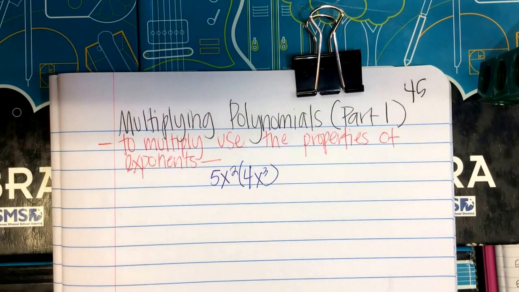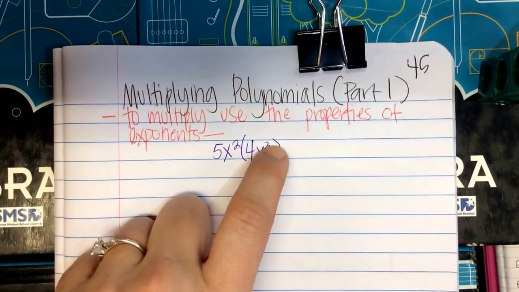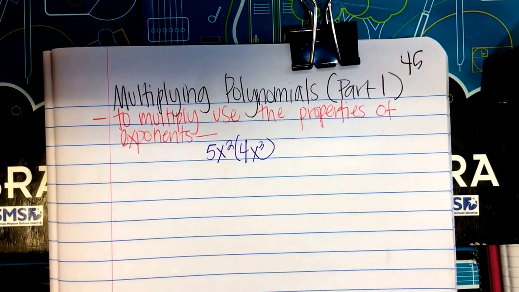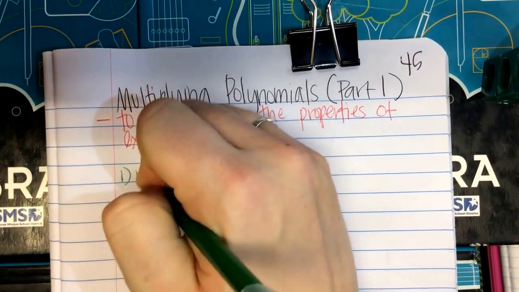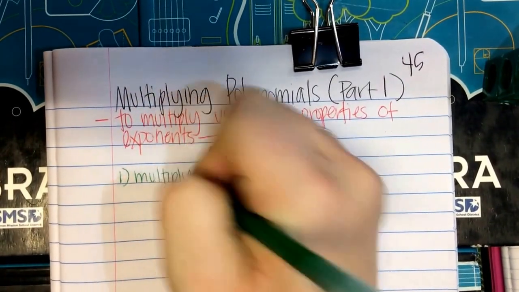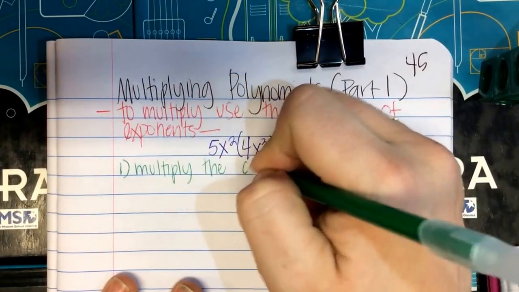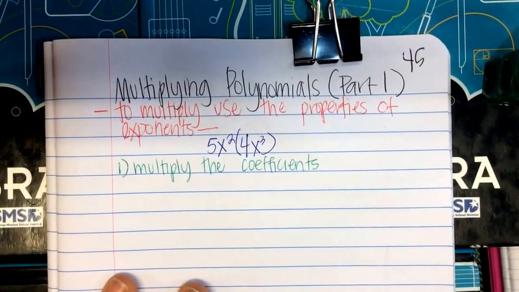To multiply polynomials, you use the properties of exponents. So if you have 5x squared times 4x to the third, what's the first step? How do you get an answer? Christian, what's step number 1? Yeah. You multiply. What are those numbers called? Multiply the coefficients.